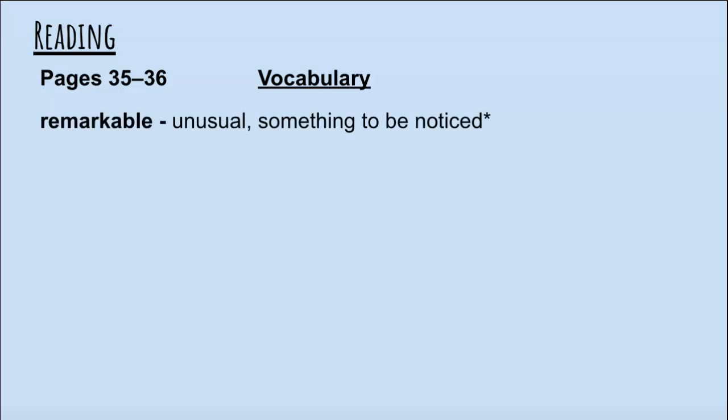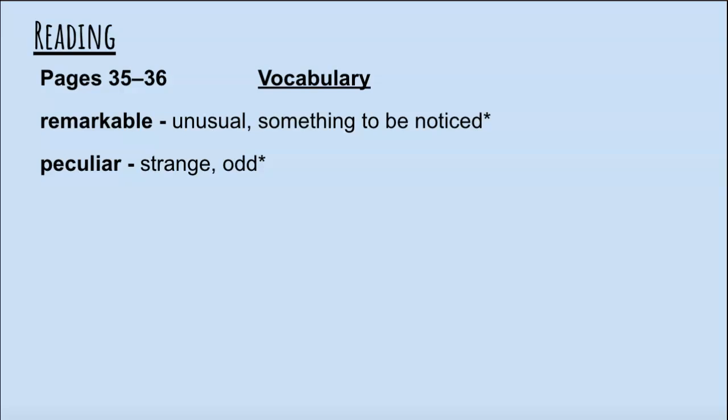Let's turn to pages 35 and 36. Here's a vocabulary word. Repeat it after me. Remarkable. Remarkable. This is unusual, something to be noticed. And this has an asterisk, so this is a word you're going to put in your vocabulary journal, boys and girls. So you can pause the video and add it now, or you can go back and do it all at the end.